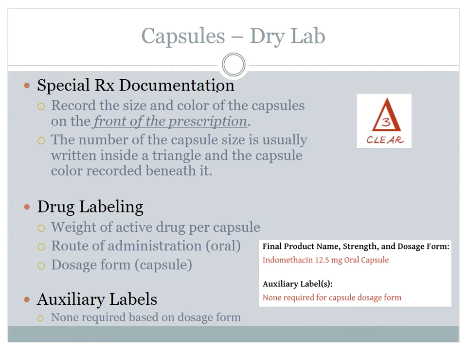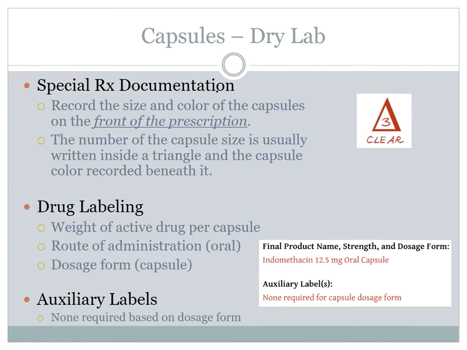So it would be important to indicate these as oral capsules. So indomethacin 12.5 milligram oral capsules. The other good news is there are no required auxiliary stickers because the dosage form is a capsule. Okay, so there's nothing I'm going to grade for.